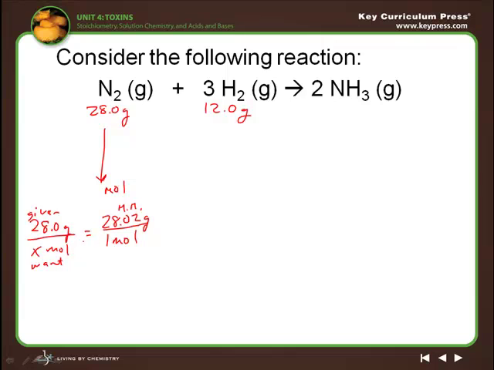So if we cross multiply, we're going to solve for x. X is going to equal approximately what in this case? Approximately 1. You cross multiply and solve for x.